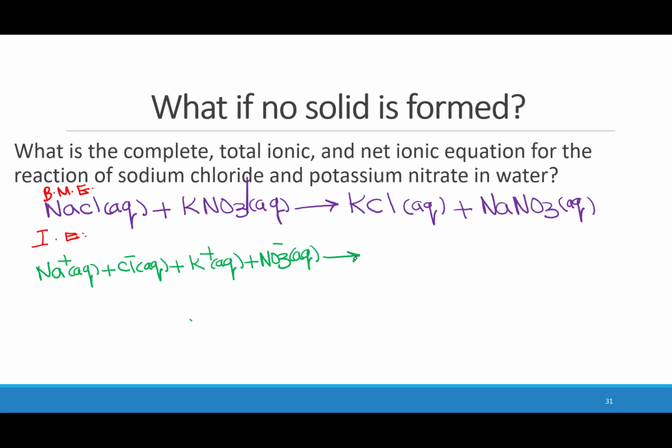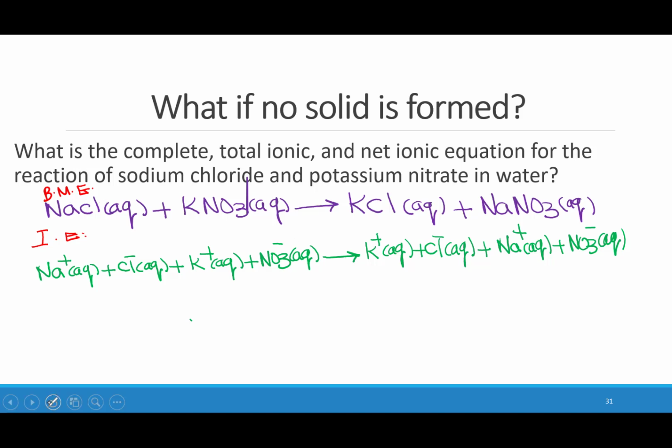Now for the product side, potassium chloride is an ionic compound. It's in aqueous state. Then again, it will undergo separation, which produces potassium ion plus chloride ion, and then sodium nitrate, which is also again an ionic compound, and it's in aqueous state. Then produces sodium ion plus nitrate ion. Okay, then this is your ionic equation for the above balanced molecular equation.